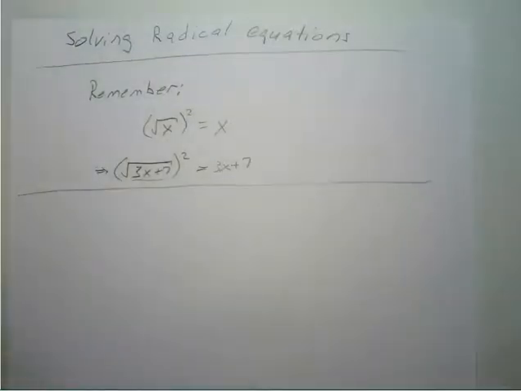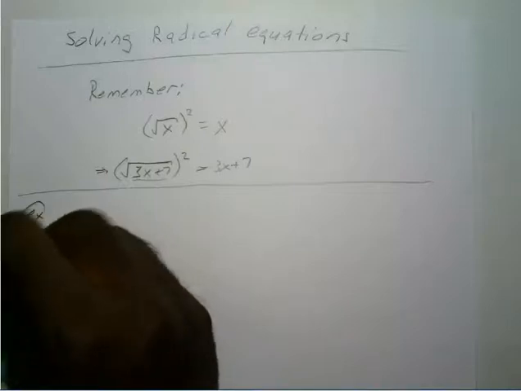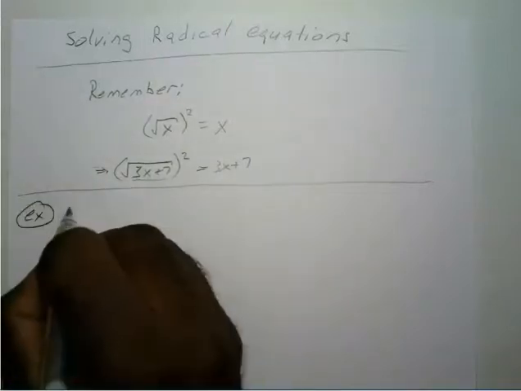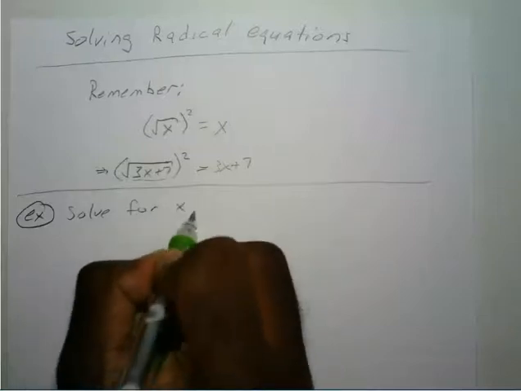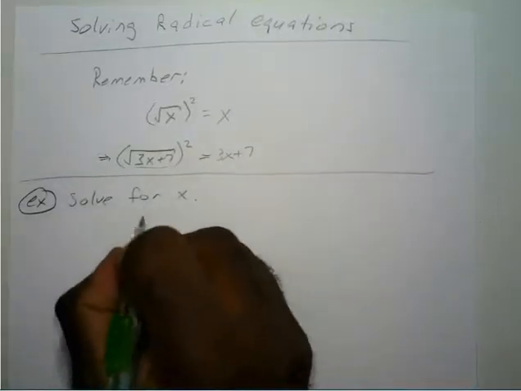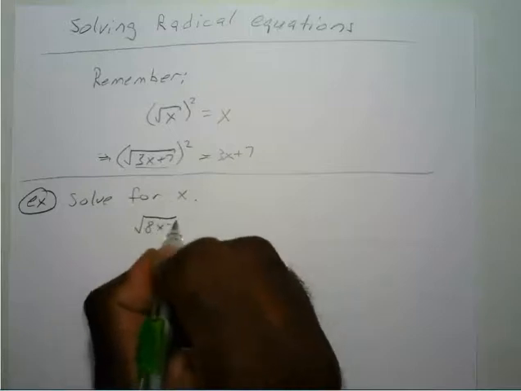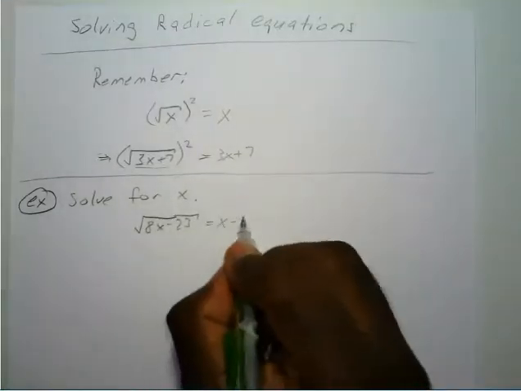All right, so we're going to use that to solve radical equations. Let's say, for example, we want to solve for x for the equation square root of 8x minus 23 equals x minus 2.